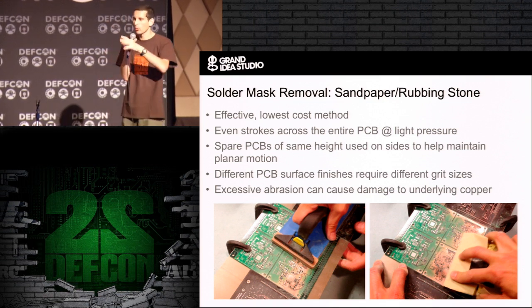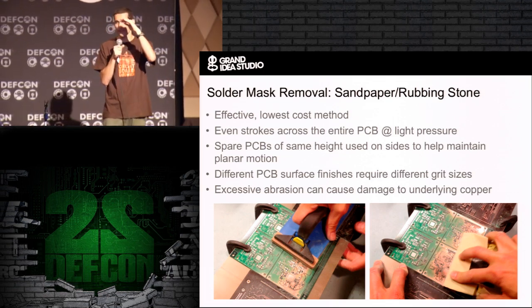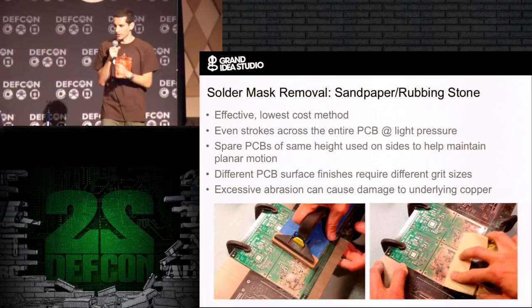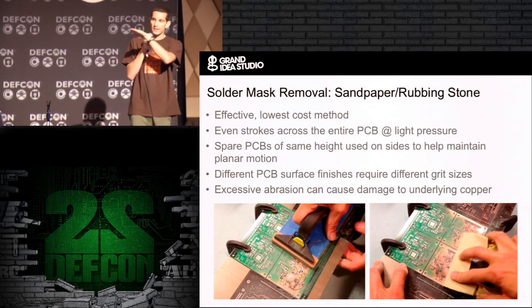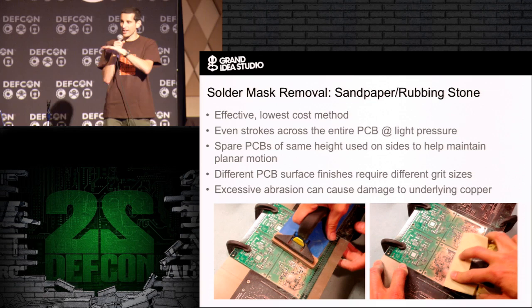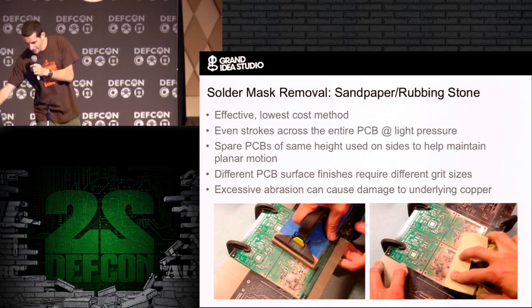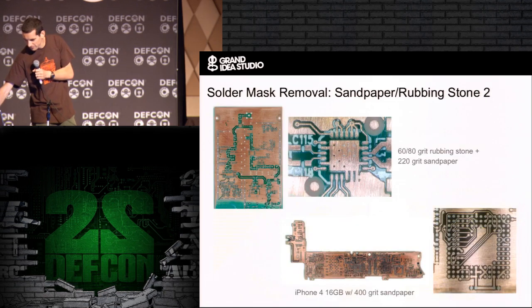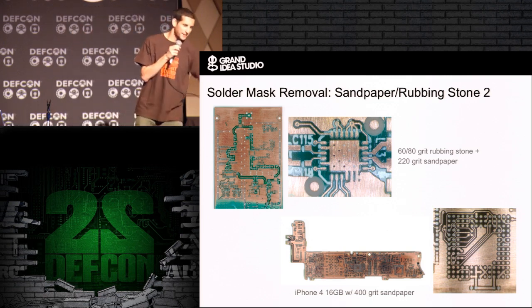Because if you're not, you're going to get wear, and you're going to end up sanding down into the substrate, or into the copper and then into the substrate, which I'll show you when we do some of the delayering stuff. So it's basically just using sandpaper. You can put boards of the same height on either side of the board you're sanding. That will keep things really level. But yeah, the effective, lowest cost way to do it. Here are just some results of that.